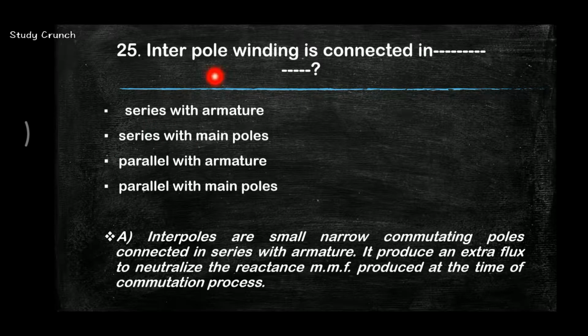Next, interpole winding is connected in which pattern? So the answer will be in series with armature. Interpoles are actually small narrow commutating poles connected in series with armature. It produces an extra flux to neutralize the reactance MMF produced at the time of commutation process.